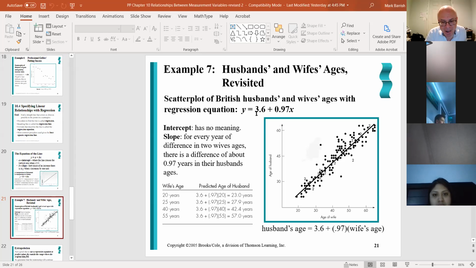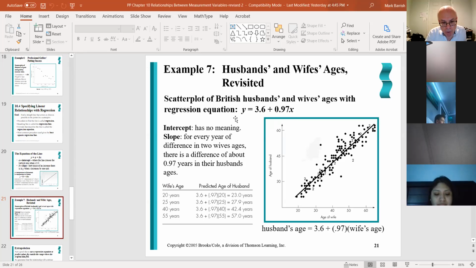Well, husbands and wives don't get married, right? I mean, certainly when the wife is born, she doesn't get married. When x is 0, that means you're born. And so your husband's not going to be 3.6 years old when you get married. So in this case, the y-intercept has a silly interpretation, but it's there to complete the equation so that you can make predictions.